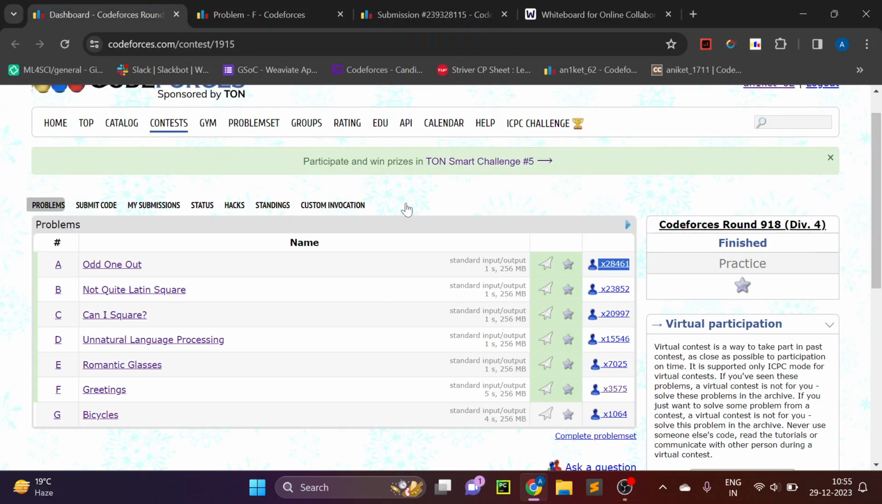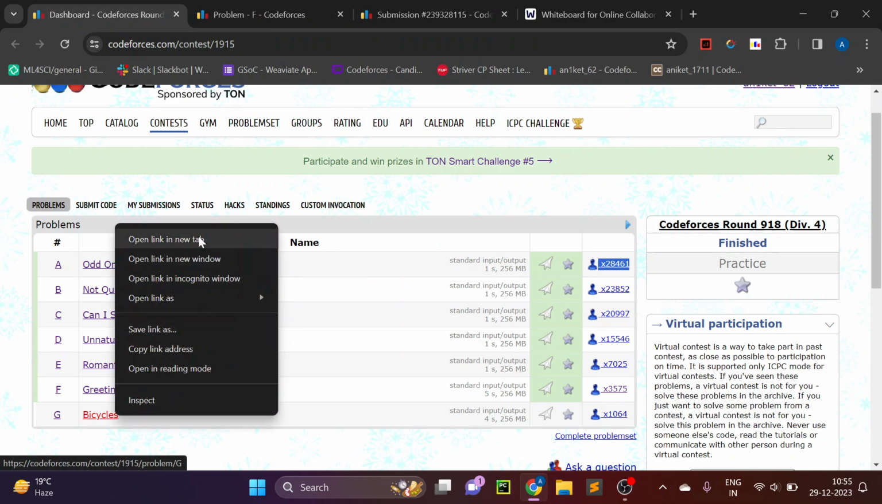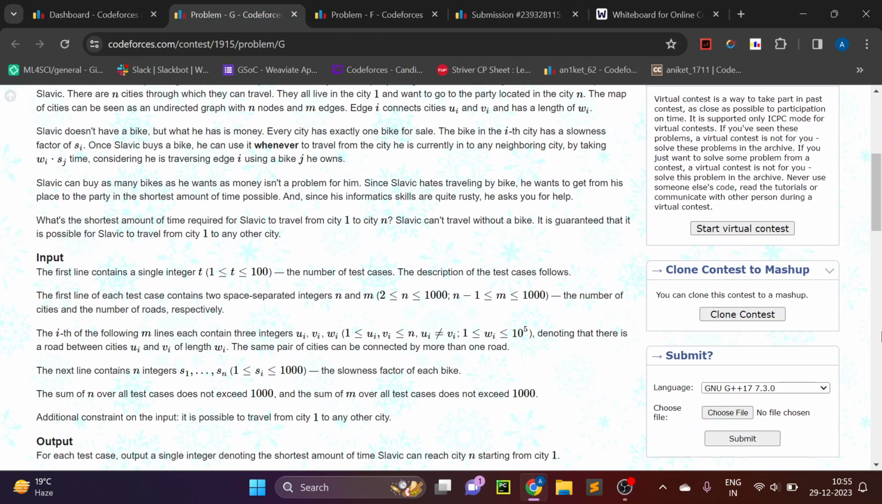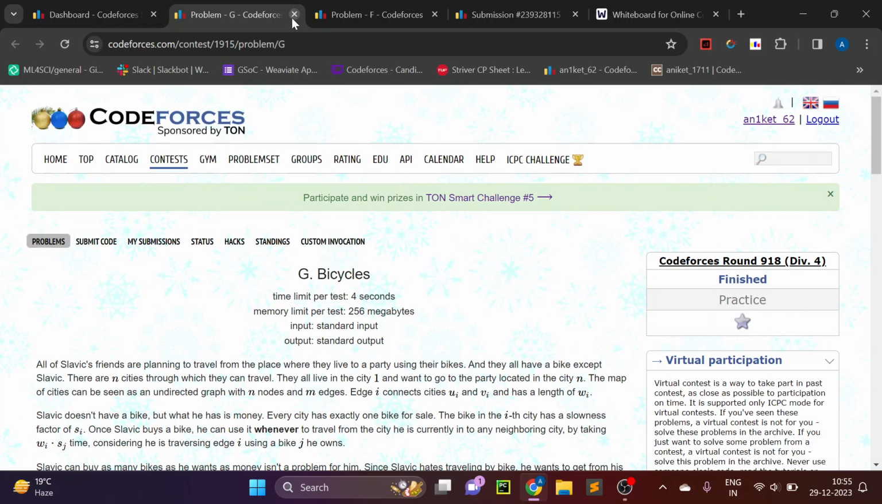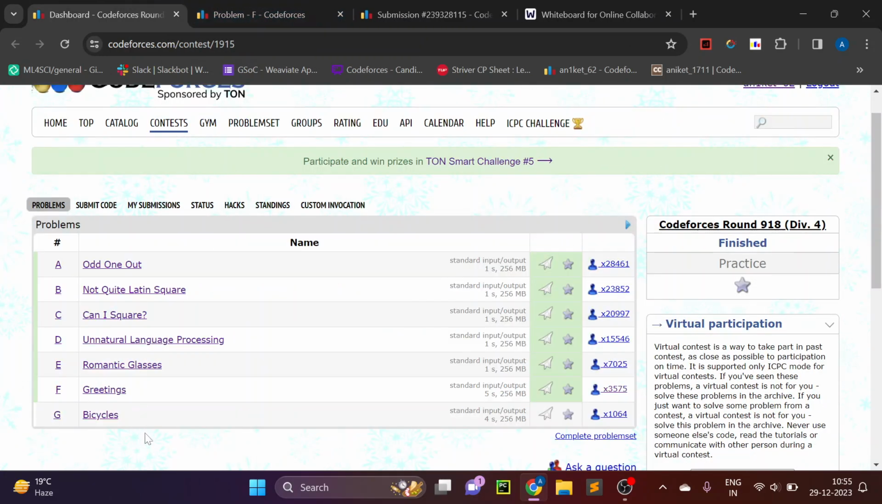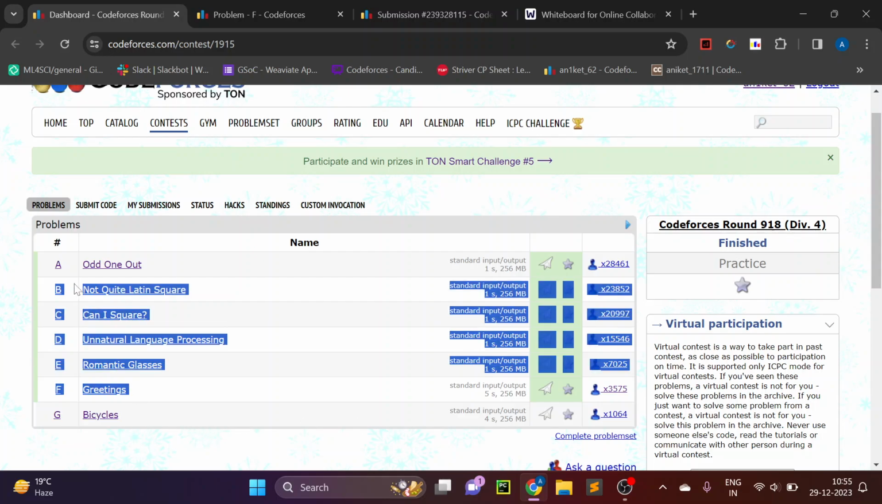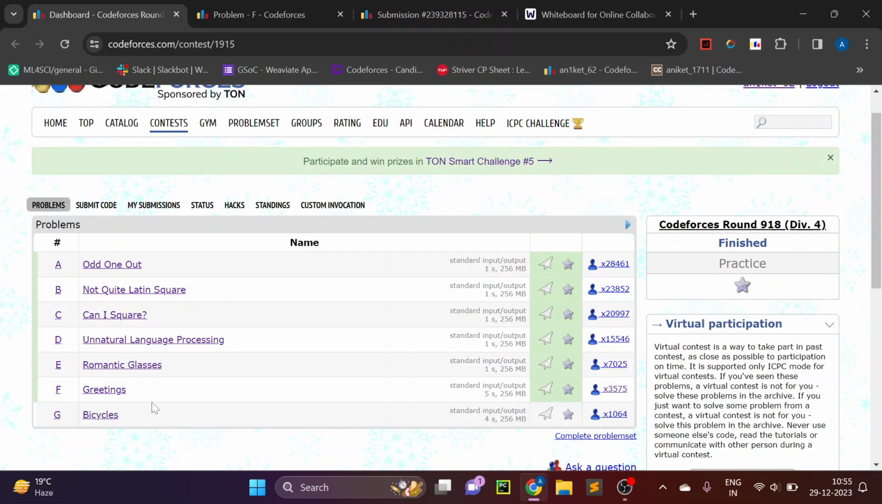So this was the first 6 problems. I also tried G, but I was failing in one of the cases. So this is a graph based problem, and if I'm not able to solve it in contest, I shouldn't explain it to you.